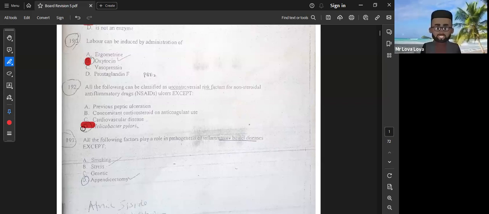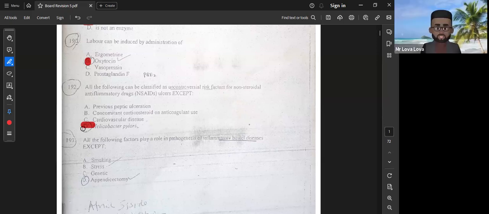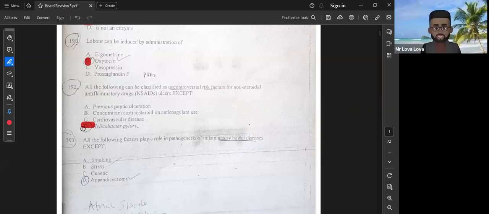But for the cardiovascular disease, it's uncontroversial because, as you know, NSAIDs, for example aspirin, is an NSAID, and if someone is using it for its cardioprotective effect, it can cause the ulcer. So it's more of an English question than a scientific question.